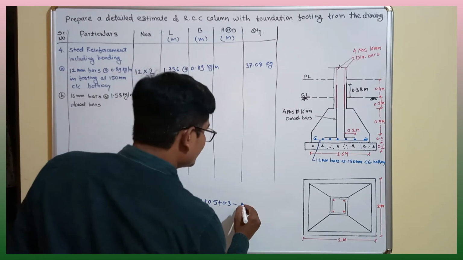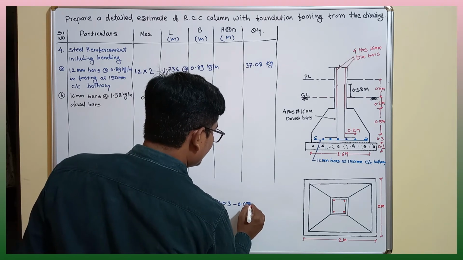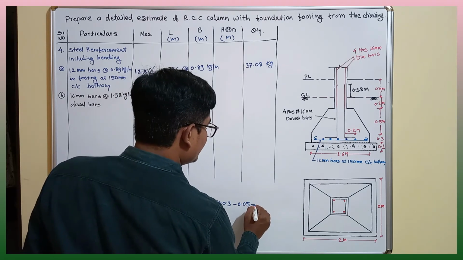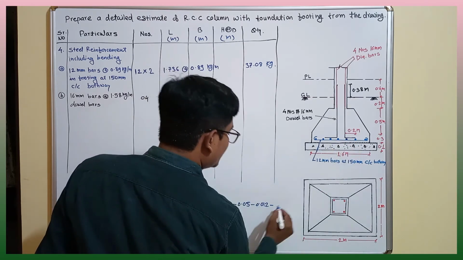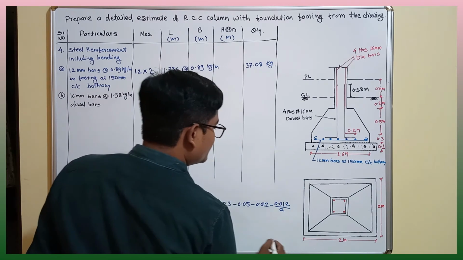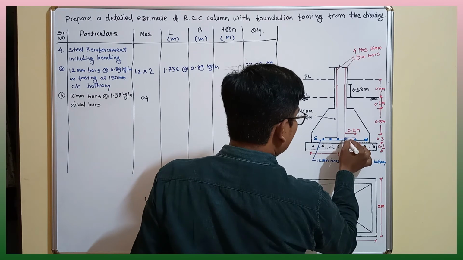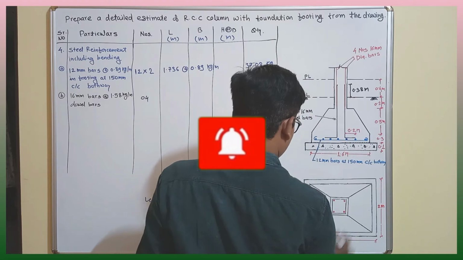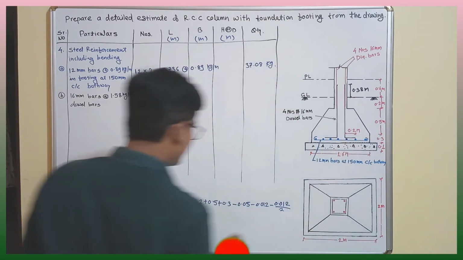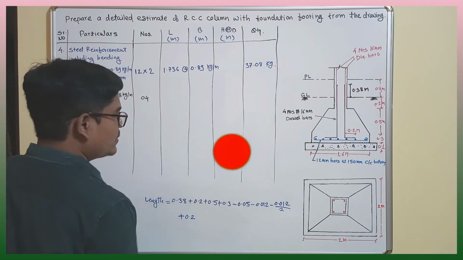minus, what is the bottom cover? This is 50 mm, 0.05, minus single bar 0.012, minus half bar 0.012 by 2. So we will get length from this edge up to this edge. Now this is bent at 90 degree. So this distance is 0.2. So I will write here, I will add this 0.2.